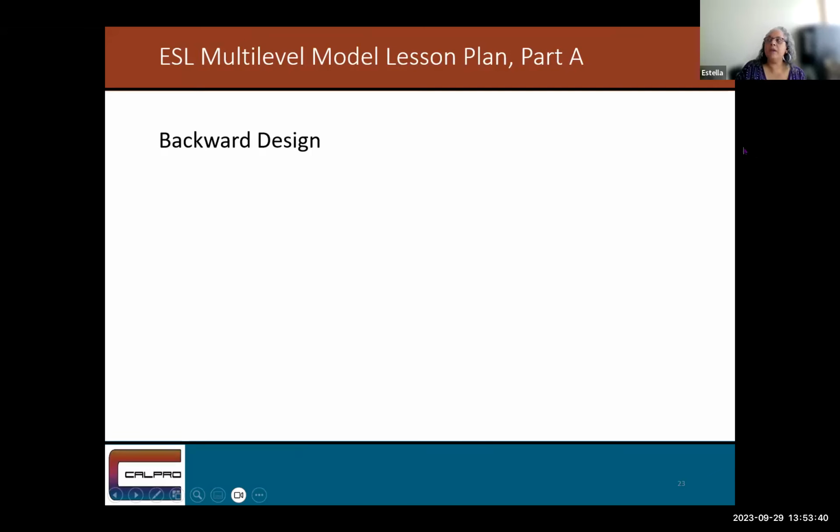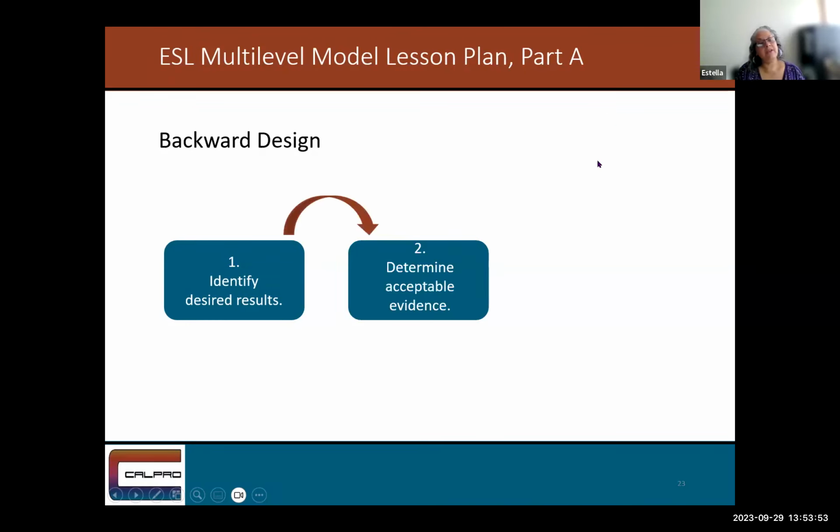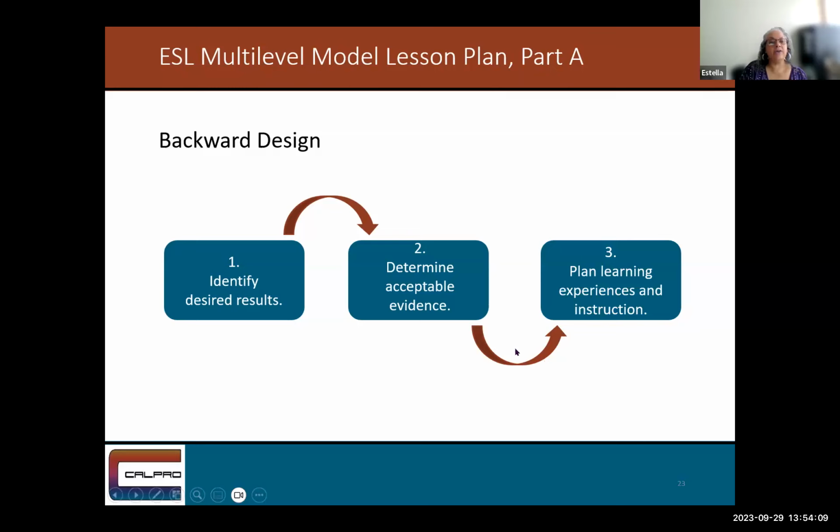So, good lesson planning has a backward design element to it, where you start with the desired end result that you want the students to be able to do when they're done. And then you determine the acceptable evidence. So when I do an evaluation with my students, what is it that I expect them to do that shows that they've met the desired outcome? And then from here, how do I plan those experiences and the instruction so that I can help my students get to these desired results?